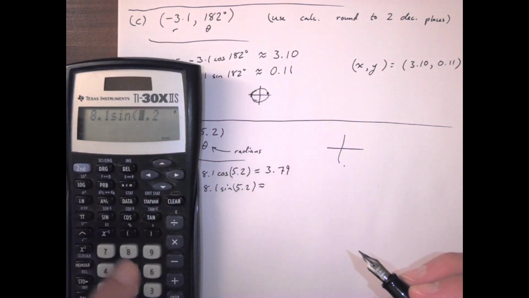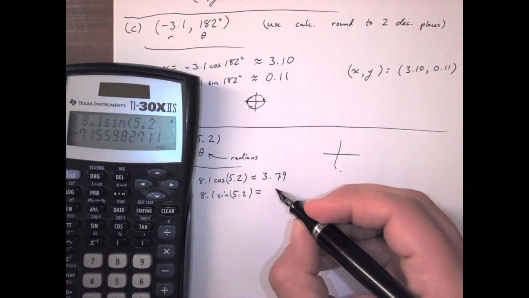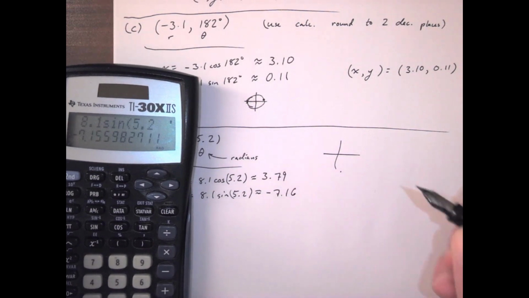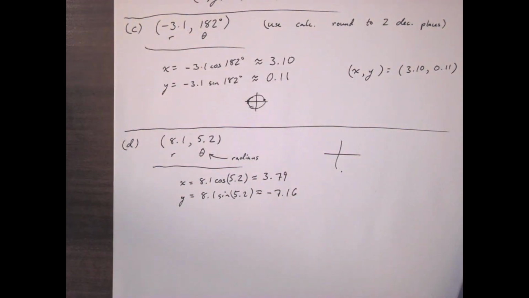And you just calculate away. And what do you get? Negative 7.16, if I round. And that seems pretty reasonable based on where I guessed this angle would be.